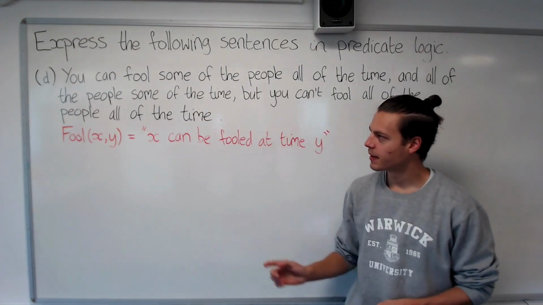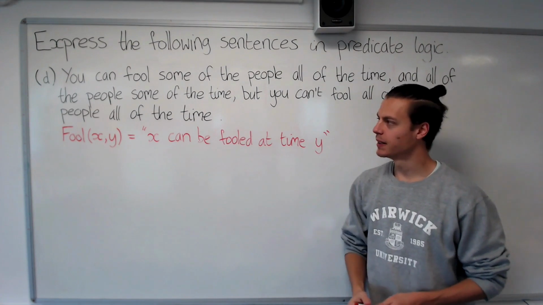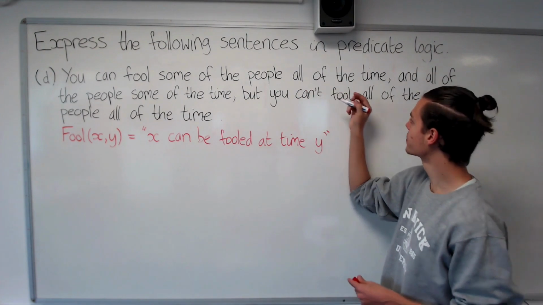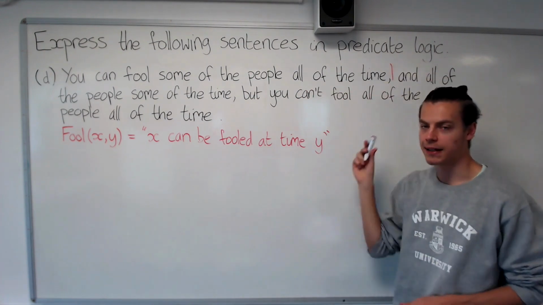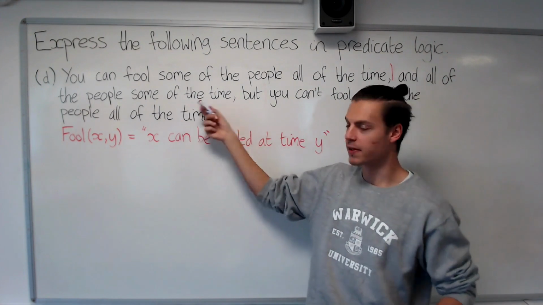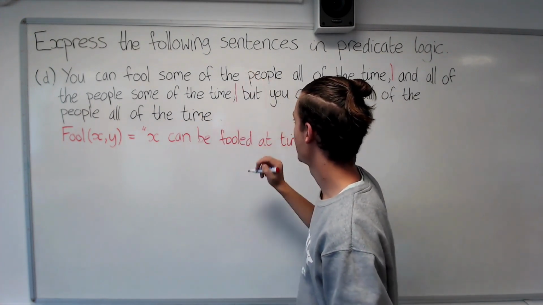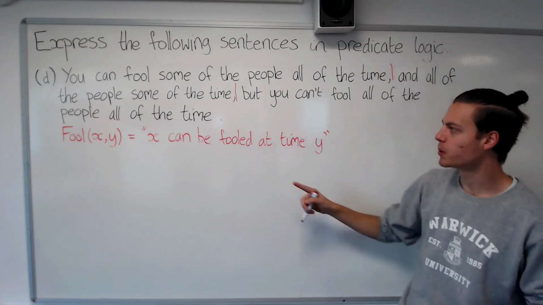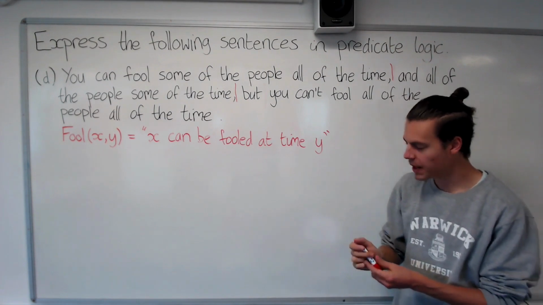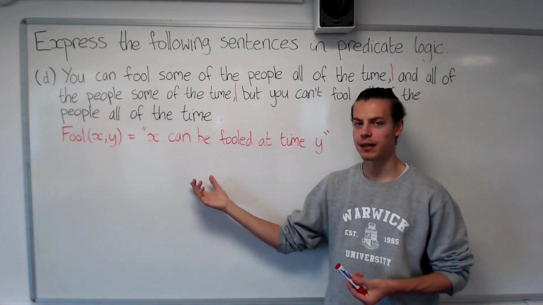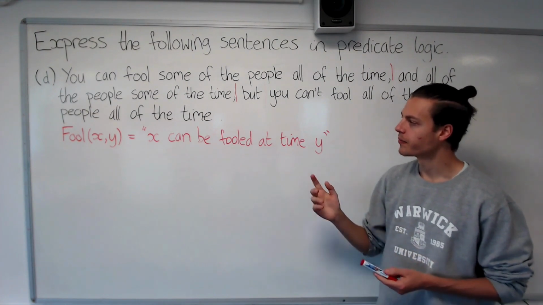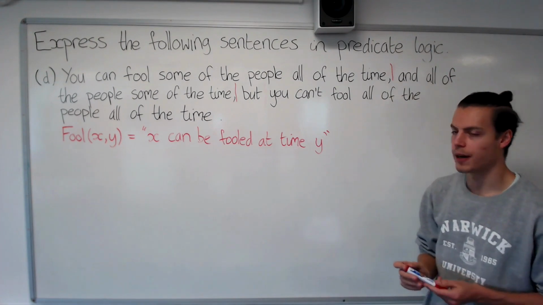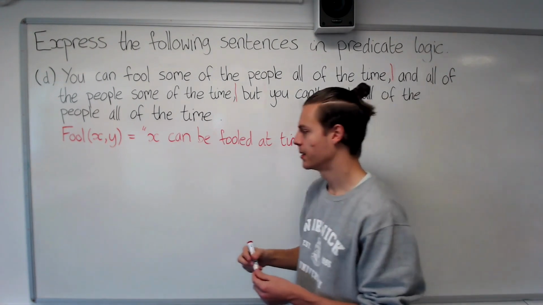Now, notice that we're saying three things in this sentence, right? And it can be broken up nicely. So you can fool some of the people all of the time, and all of the people some of the time, and you can't fool all of the people all of the time. Okay? So there will be three segments connected with the AND operator. Okay? So let's look at the first segment. You can fool some of the people all of the time. Right, so let's write that.